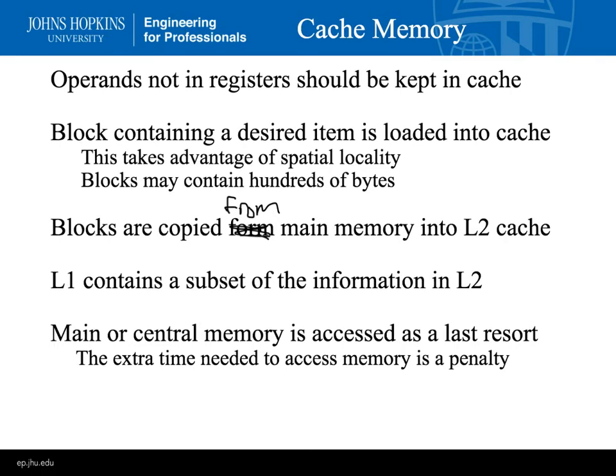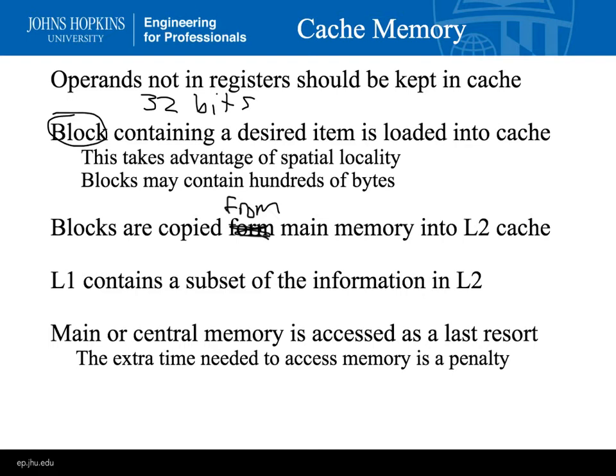Okay, so how does cache memory work? We want an item. If it's not in a register, we're going to bring it in from main memory. Say we want a word; in MIPS a word is 32 bits. We're not just going to go to main memory, get the 32 bits and put it in the cache. We're going to bring in a block, and a block is going to be a lot bigger than 32 bits. We're going to bring that whole thing into cache.